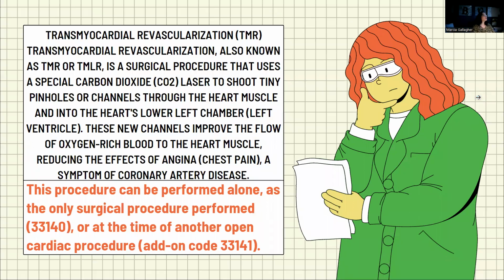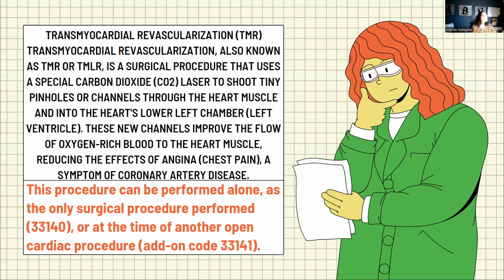So now we're going to talk about a transmyocardial revascularization. Woo, with the words, right? Also known as a TMR or a TMLR, is a surgical procedure that uses a special carbon dioxide, CO2, laser to shoot tiny pinholes or channels through the heart muscle and into the heart's left chamber, which is called the left ventricle. These new channels improve the flow of oxygen-rich blood to the heart muscle, reducing the effects of angina. Angina is chest pain, a symptom of coronary artery disease.